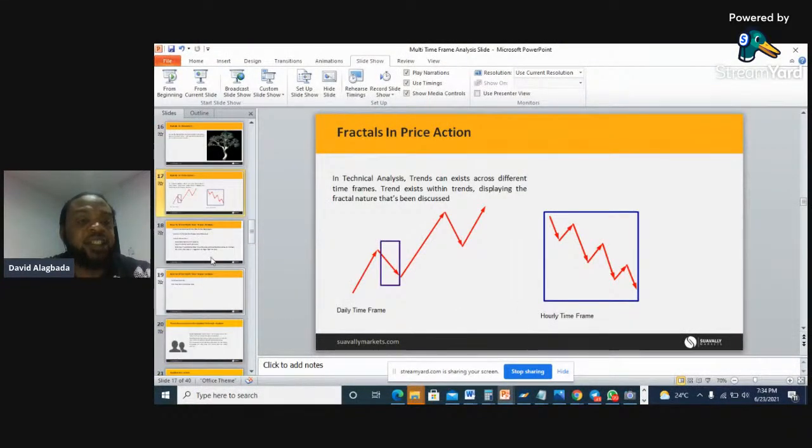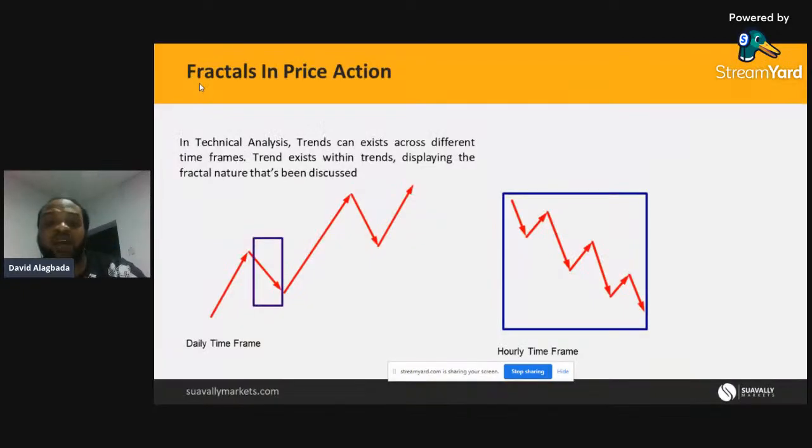Now, how does this play out in trading? So how do you think about fractals in price action in trading? So you think about in technical analysis, trends can exist across different time frames. So trends exist within trends, displaying the fractal nature that's been discussed. I hope you guys are following what I'm saying.